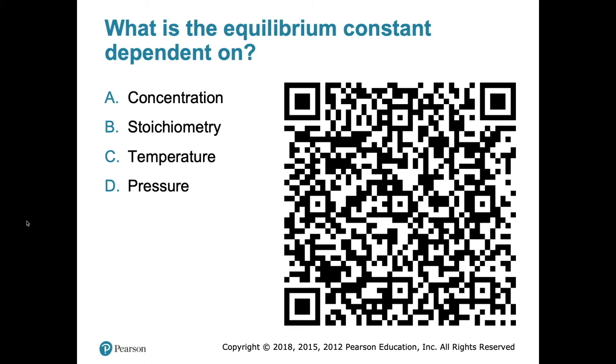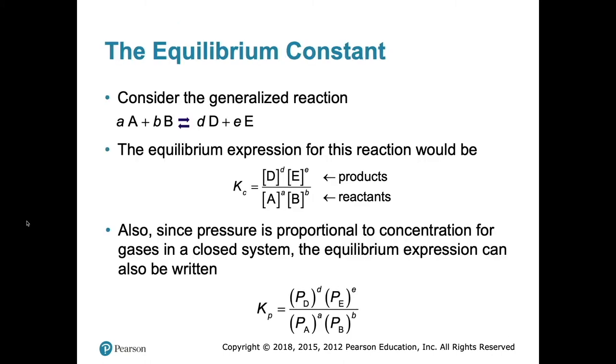Coefficients mean the same thing as the coefficients in front of the equations. When you're writing out the equilibrium expression, it depends on the coefficients, the stoichiometry. Otherwise, you wouldn't know what to put in those exponents. Make sense?